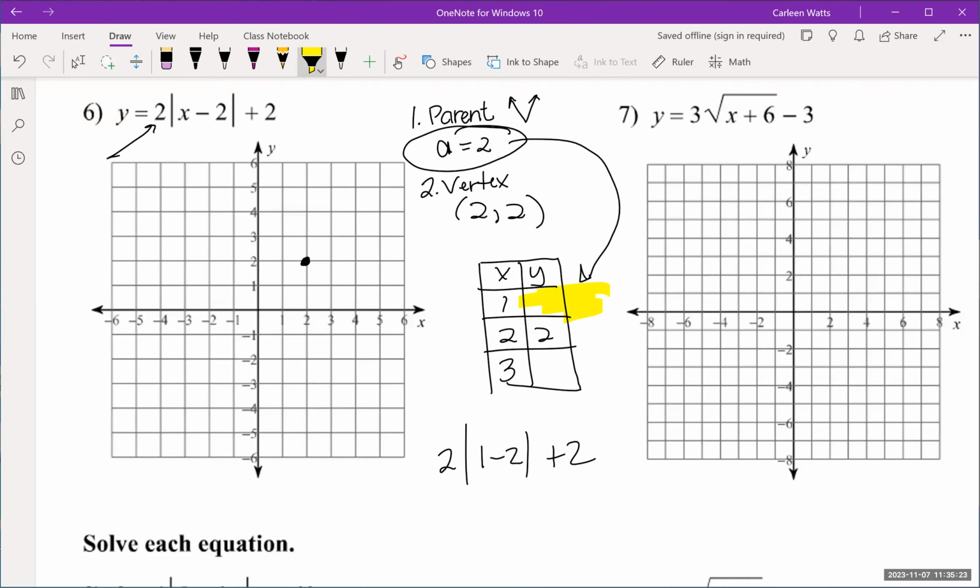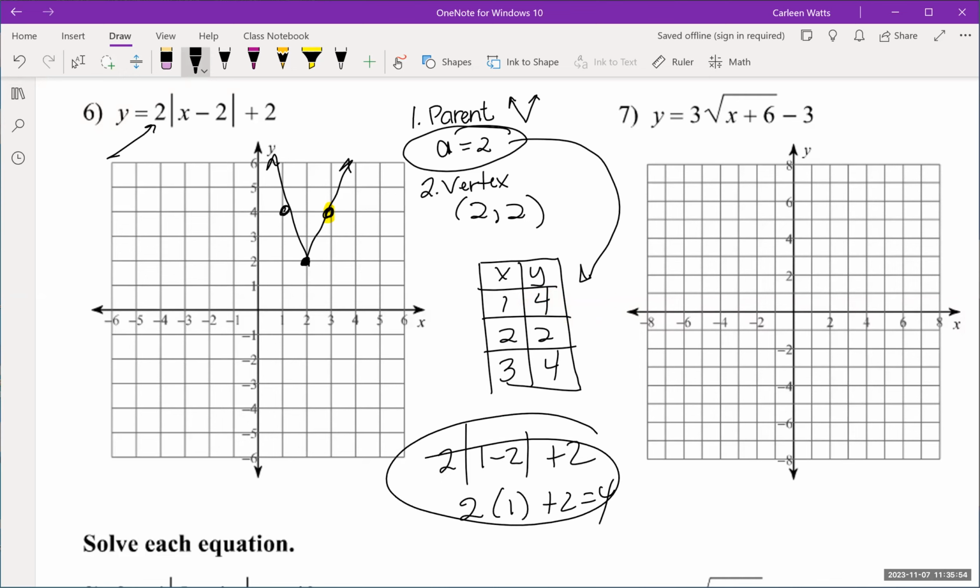So A is 2, 1 to the right, up 2. 1 to the left, up 2. That is the stretch factor. This one looks like my little reindeer. So I take 2 and I add 2 to get 1 to the left and 1 to the right. Which makes sense because 2 absolute value of -1 is 1 plus 2 is 4. So it does make sense.